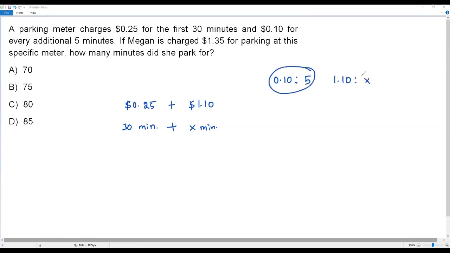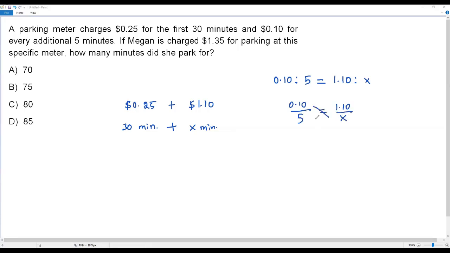So both the ratios represent the same thing. That is, if I have $0.10, I can have 5 minutes of parking. Then how many minutes of parking can I have for $1.10? Since both the ratios represent the same thing, we can equate them. Now to solve for X, we can write the ratios as fractions. Then I'm getting 0.10 over 5 equals 1.10 over X.